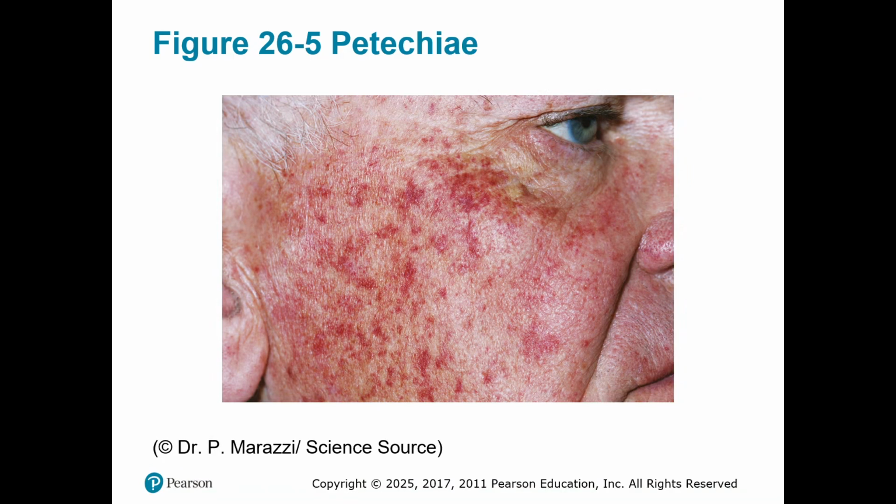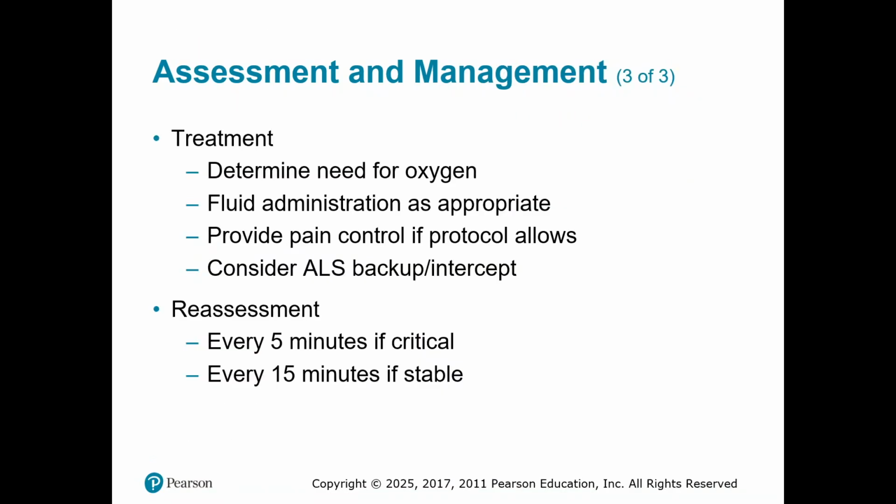A lot of times, a disease like meningitis will cause this attack on those blood vessels. But it's a hematological disorder, it's something to be aware of. So we're going to determine the need for oxygen and fluid administration as appropriate. They're not majorly hemorrhaging here, but this usually points to some type of underlying disease process that's going on.